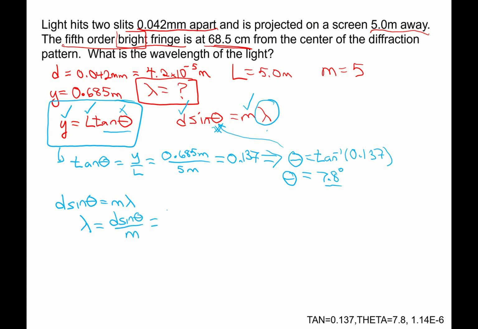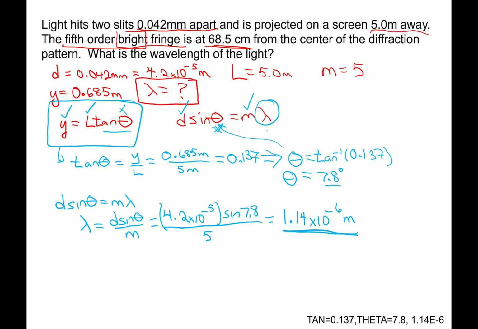So now I just plug in my numbers. So d, 4.2 times 10 to the minus 5 times the sine of 7.8 degrees. Make sure your calculator's in degrees and not radians. Divide by m, which is 5. And I get my wavelength is 1.14 times 10 to the minus 6. Remember, wavelength is a distance, so that is meters.